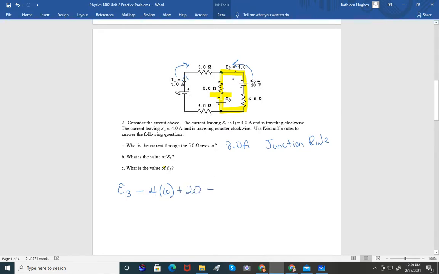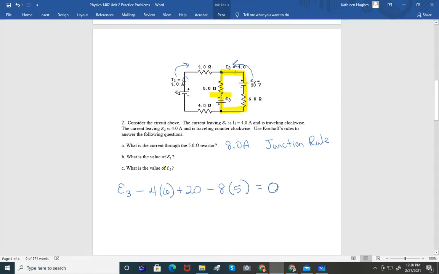Then I'm going to go through the 5 ohm resistor. It's going to have 8 amps of current, so 8 times 5. And that gets me all the way back to where I started, all the way around the loop. So go in that loop one more time.